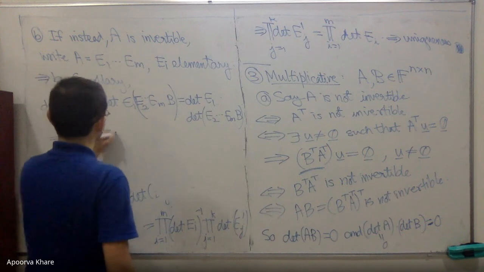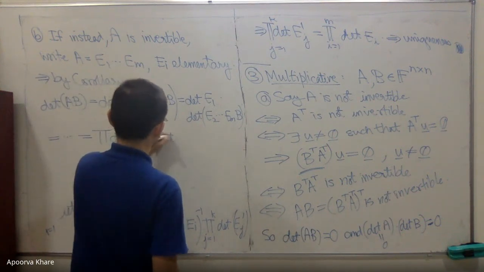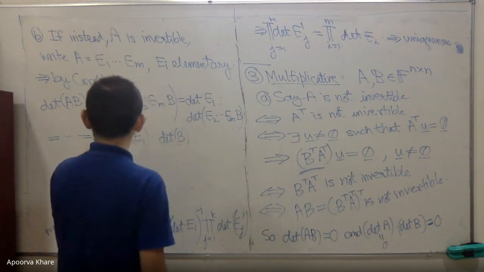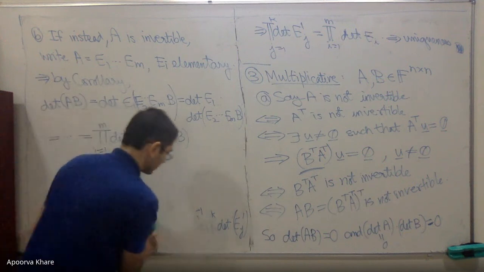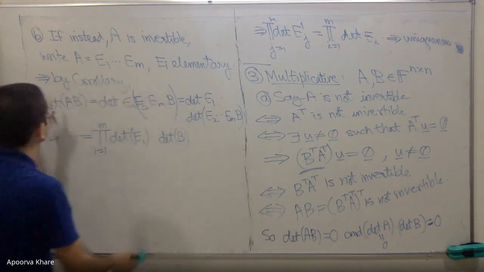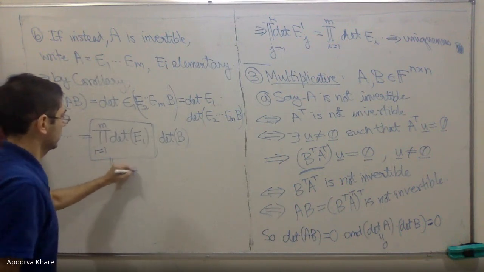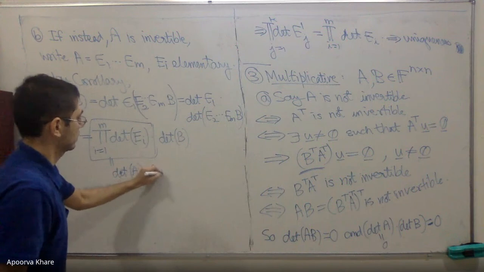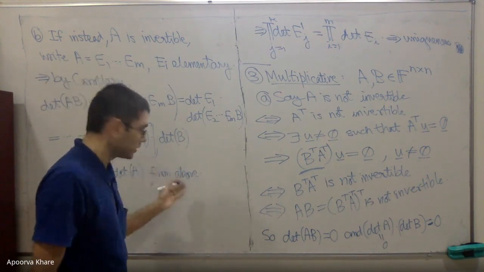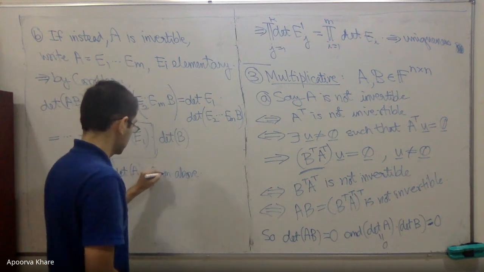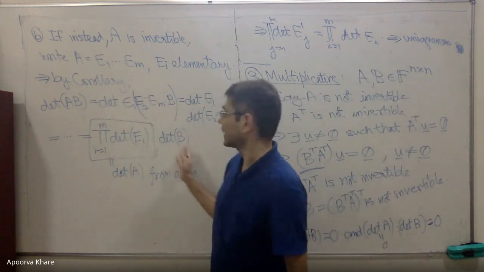So you get the product of det Ei times det B. But already we have seen above that if A is equal to E1 through EM, that was the whole point of that uniqueness proof, then this is precisely det A. From above. Right, so we've seen earlier in this very proof that det A is equal to this one. So det of AB is det A times det B.